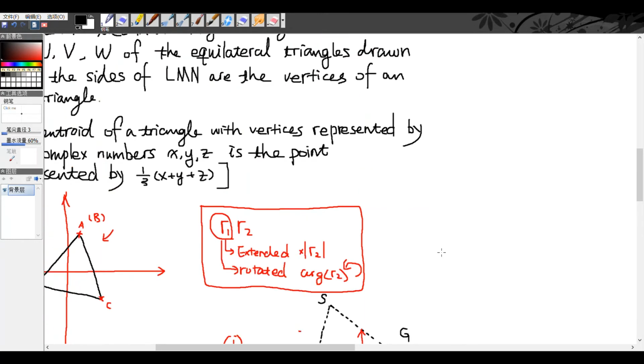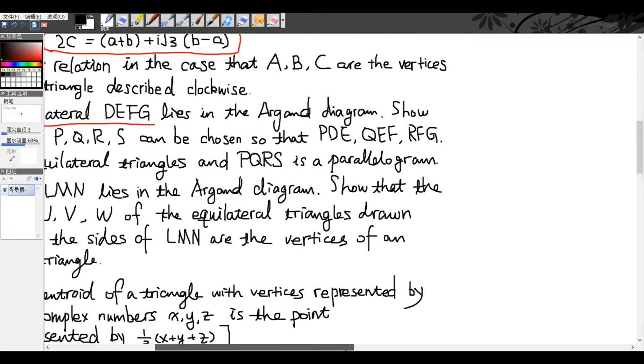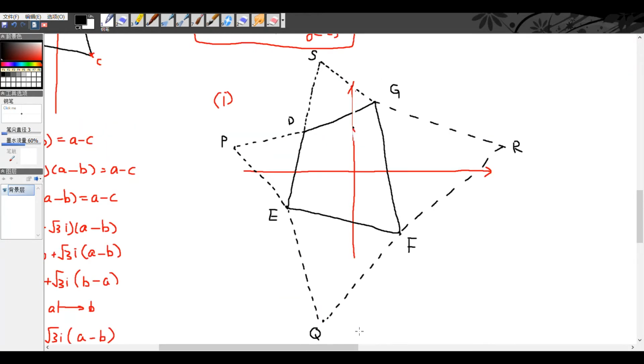So apparently the PQRS we drew is not a parallelogram. So maybe we need to re-choose those points Q and S, or P and R, to make it a parallelogram. What I mean is, if we re-choose the point S, it can be on another side of DG.